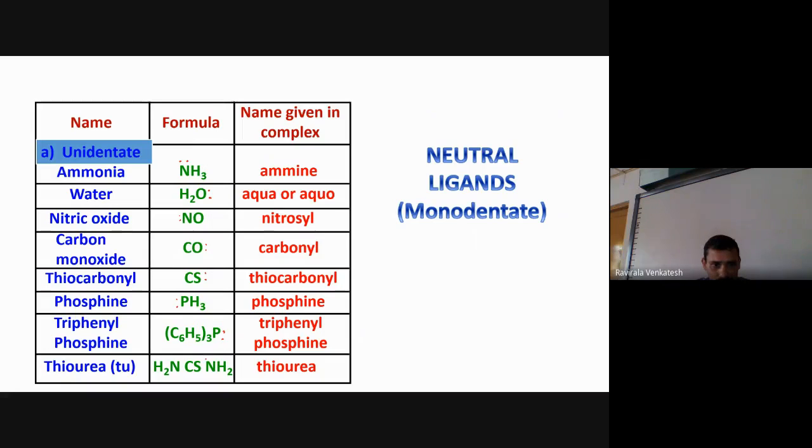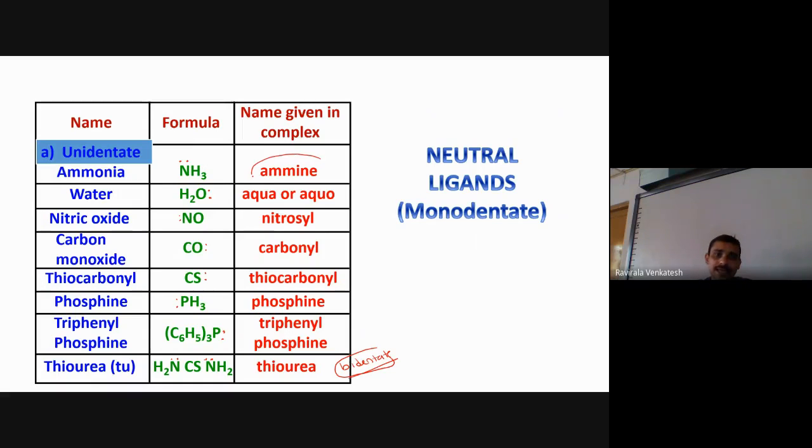Here is thiourea. Here also a lone pair is there. Thiourea you can take as a bidentate ligand. Sometimes some ligands can act as monodentate also. See, water has 2 lone pairs, but donates only one. Sometimes some bidentate ligands can act as monodentate also. But generally they come under bidentate ligands because 2 lone pairs are there. So you need to remember the nomenclature.